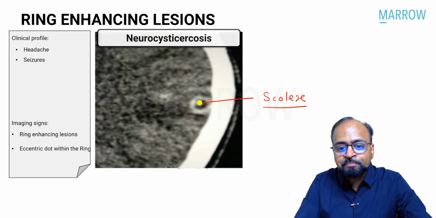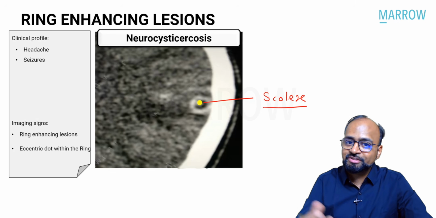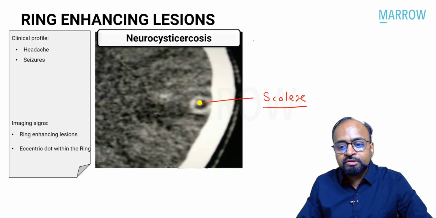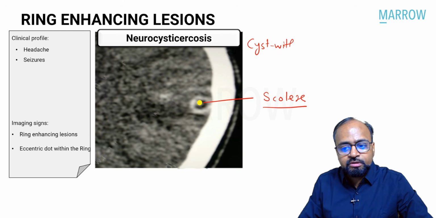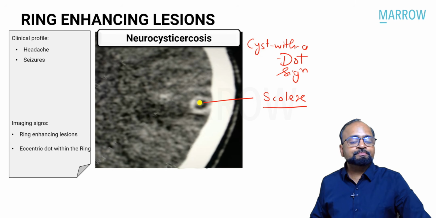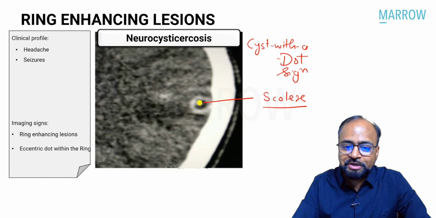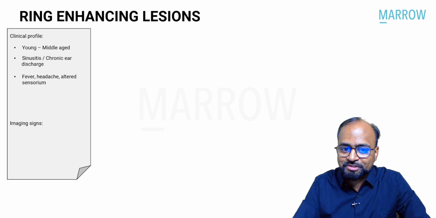And what is the diagnosis? It is Neurocysticercosis. This sign, in fact, with a ring enhancing lesion with a dot within it, is what is called the cyst with a dot sign. So cyst with a dot sign, right? That dot is the scolex of the parasite. So this is very typical of Neurocysticercosis.